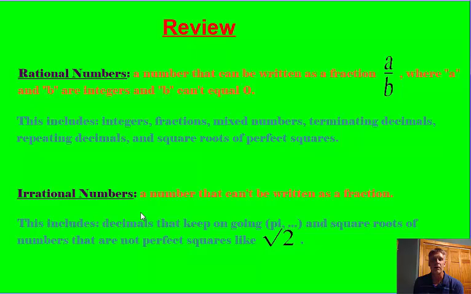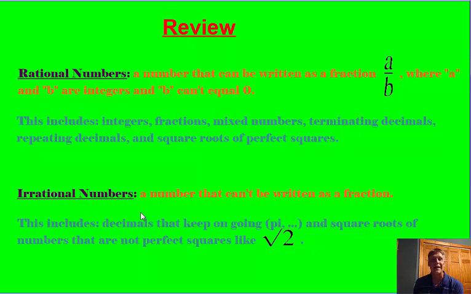So what we want to look at now is, what do rational numbers include? Well, it includes integers, all the integers, fractions, because that's in the definition, mixed numbers, terminating decimals. Remember, terminating means it stops. Remember, Arnold Schwarzenegger terminates your life. And repeating decimals and square roots of specifically perfect squares. Those are examples.